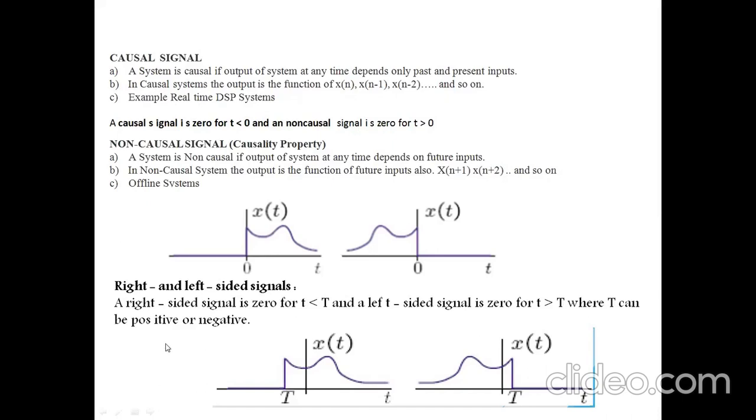Now, here you can see right-handed and left-handed signals. A right-handed signal is 0 for t less than T and a left-handed signal is 0 for t greater than T, where T can be positive or negative. So this is about the classification of signals. For this time I am stopping here.